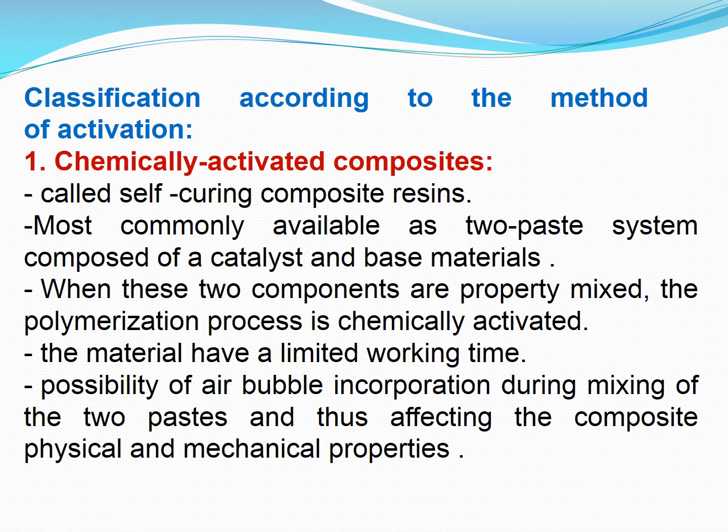Classification of composite according to the method of activation. First, chemically activated composites, called self-curing composite resins. Most commonly available as two-phase systems composed of the catalyst and base materials. When these two components are properly mixed, the polymerization process is chemically activated. The materials have a limited working time and the possibility of air bubble incorporation during mixing of the two pastes, thus affecting the composite physical and mechanical properties.